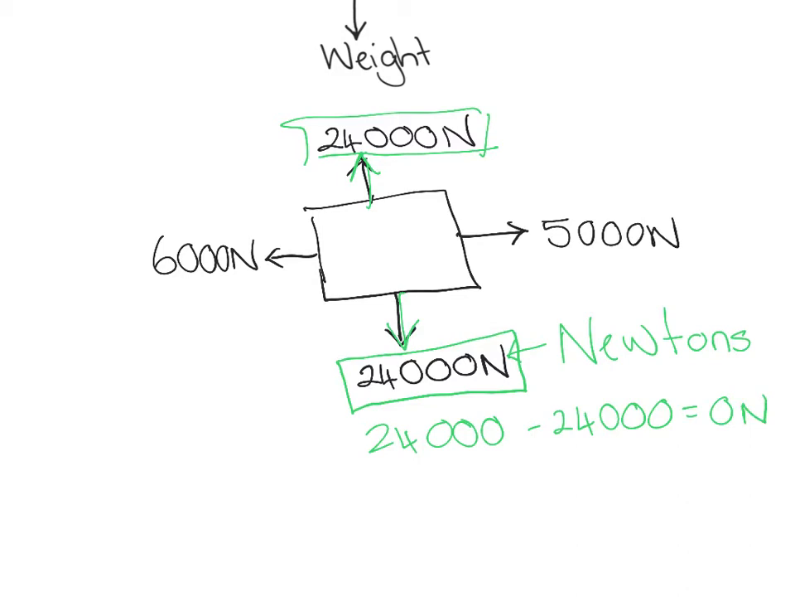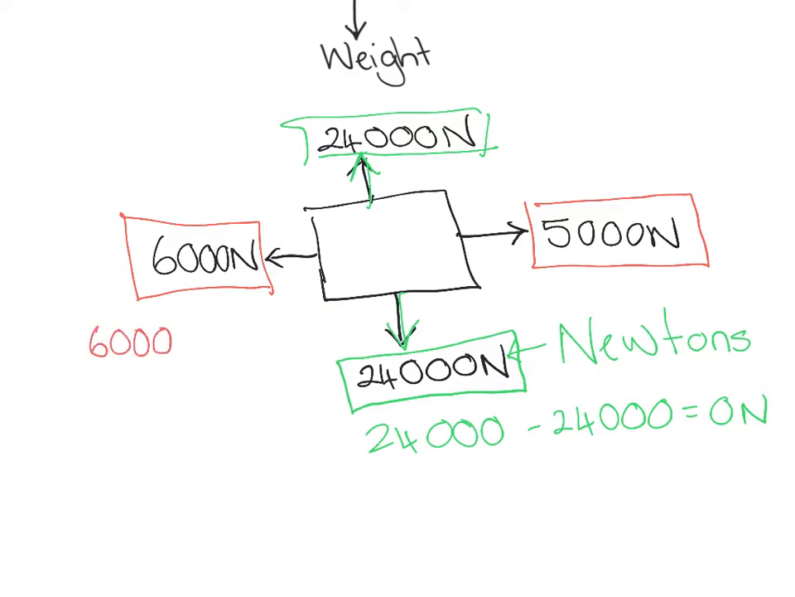Now if we look at the other two opposites that we've got here, we've got 5,000 newtons in our push force, and we've got 6,000 newtons in our frictional force working against us. So we always take the bigger number, 6,000, take away 5,000, and that equals 1,000 newtons. That's our net force.